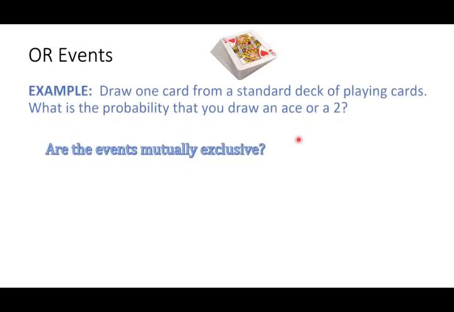So let's talk about mutually exclusive again a little bit more. You're going to draw one card from the deck. What's the probability it's either an ace or it's a 2? So keyword is or. Or tells us we're going to do or.